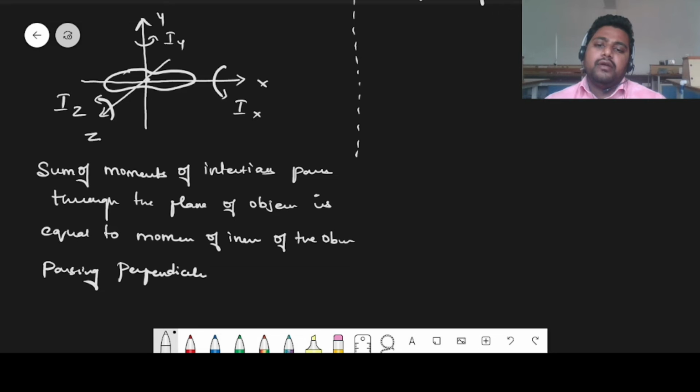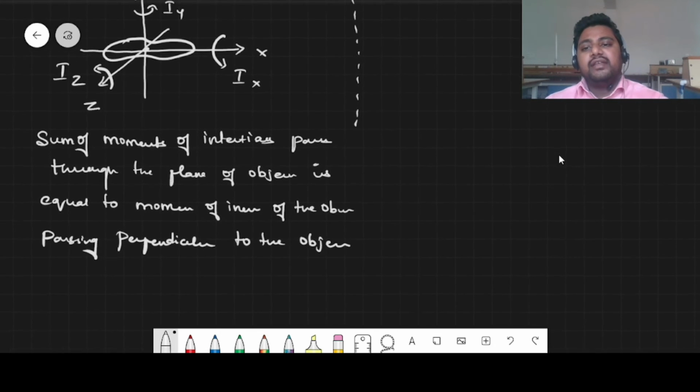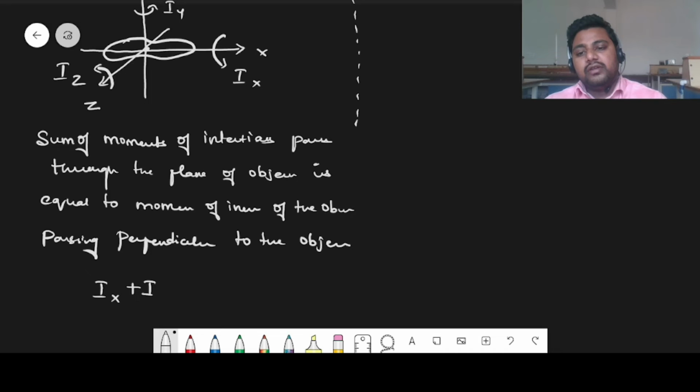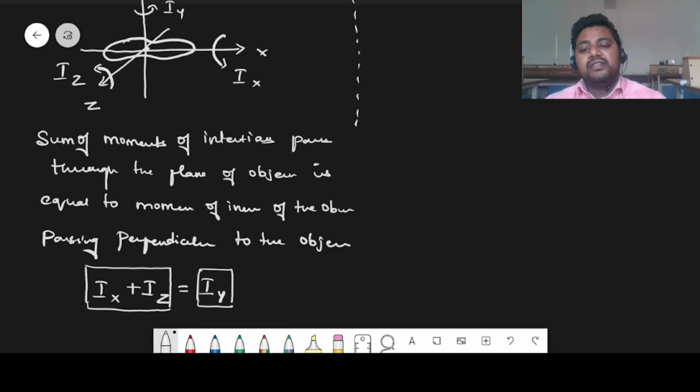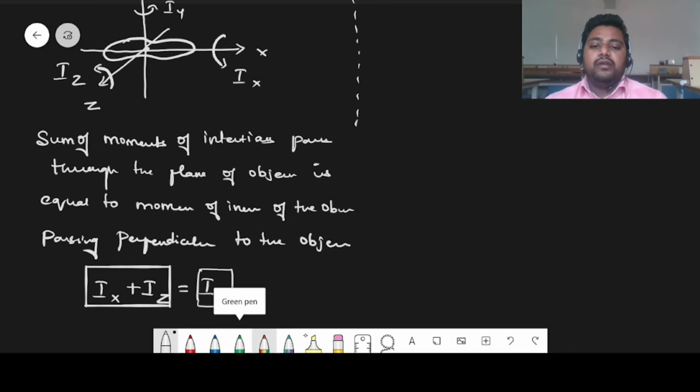Perpendicular to the object. That means in this equation, Ix and Iz are the moments of inertia which are passing through the object, through the plane, and Iy is also passing through the object, but it is perpendicular to that plane. So this is what is given by the perpendicular axis theorem. We can apply this theorem only for plane objects or 2D objects.